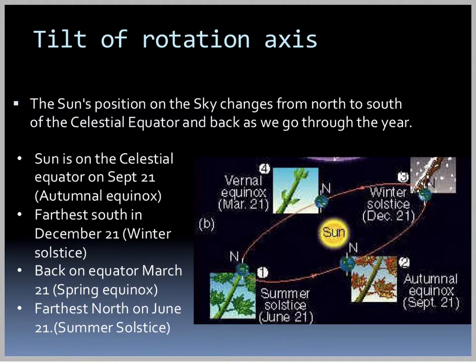So the Sun's position on the sky changes from north to south of the celestial equator and back as we go through the year. The Sun is on the celestial equator September 21st, the autumnal equinox, where we have equal day and equal night. The Sun gets furthest south on December 21st, the winter solstice, where the Sun appears to stand still. And then it gets back to the celestial equator on March 21st, the spring equinox, and it gets furthest north on June 21st, the summer solstice.